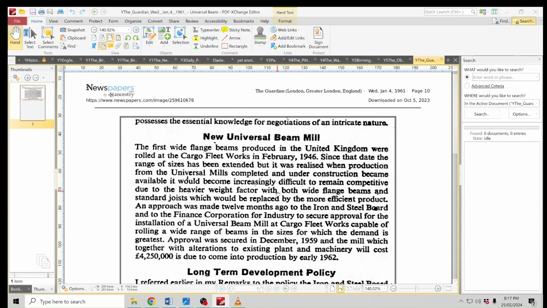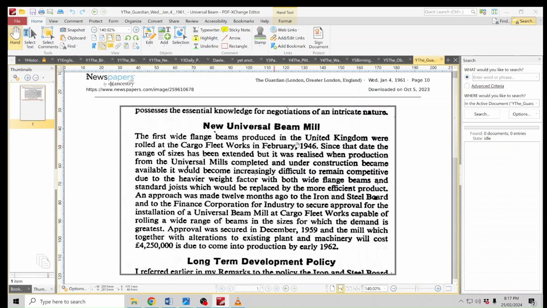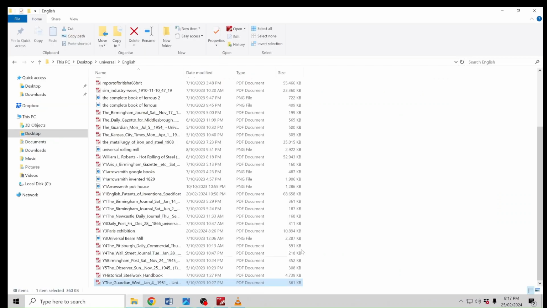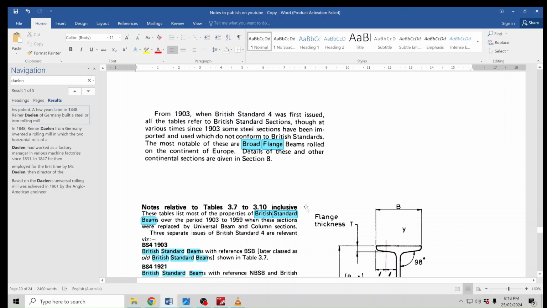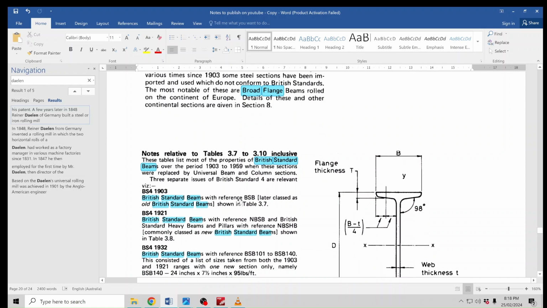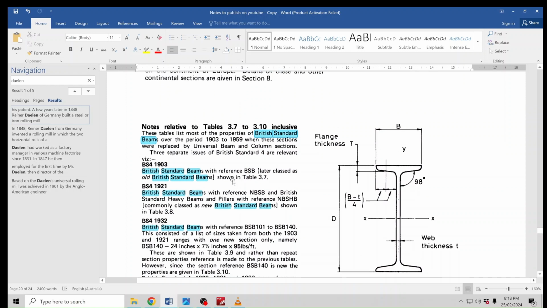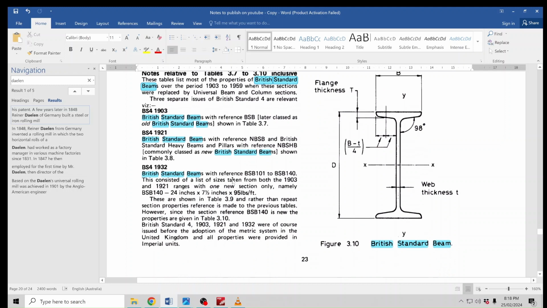And now we've got one from 1961. The first wide flange beams produced in the United Kingdom were rolled at the Cargo Fleet Works in 1946. There you go. Since that date, the range of sizes has been extended from the universal mills. So we've got more talk about the universal mills being used in Britain at this period in time. Let's go back to here now. So this is when they introduced the universal beam and universal columns. It was 1959. And that's basically when it all started.